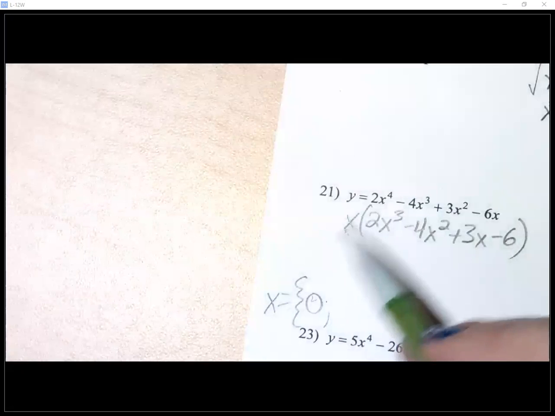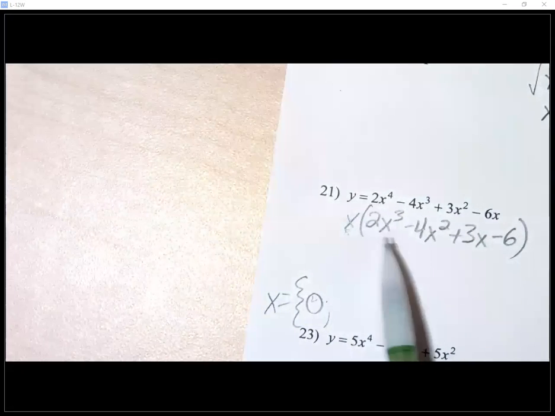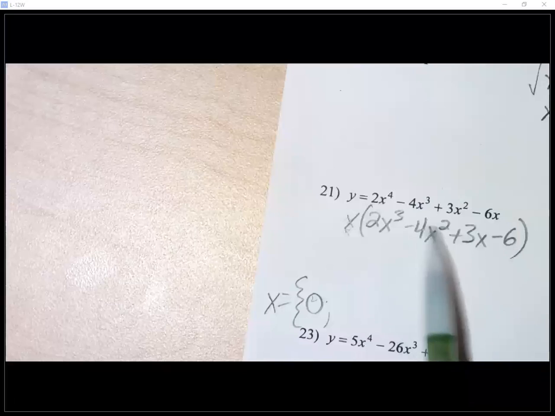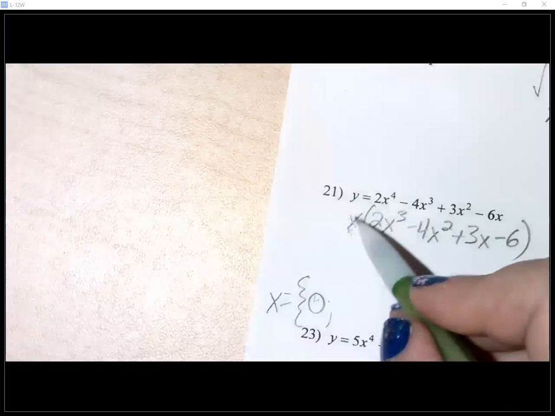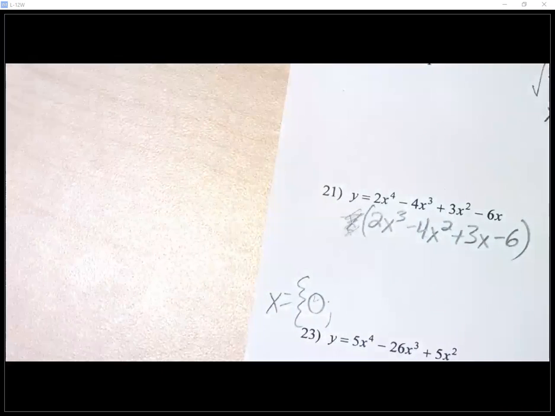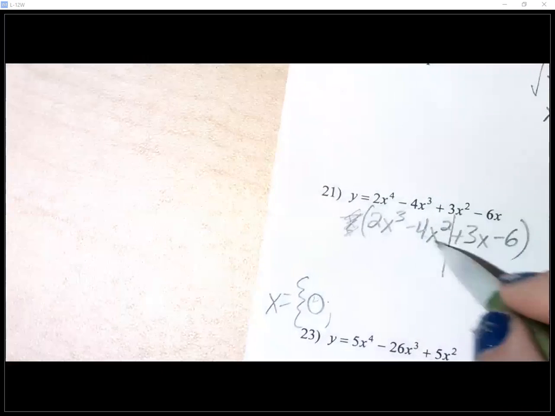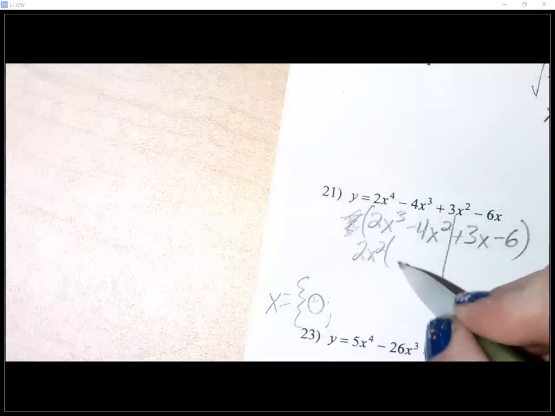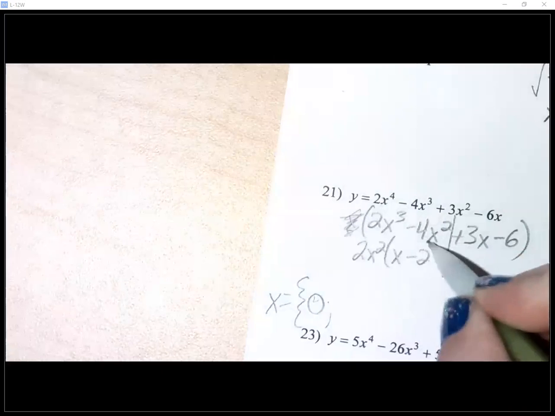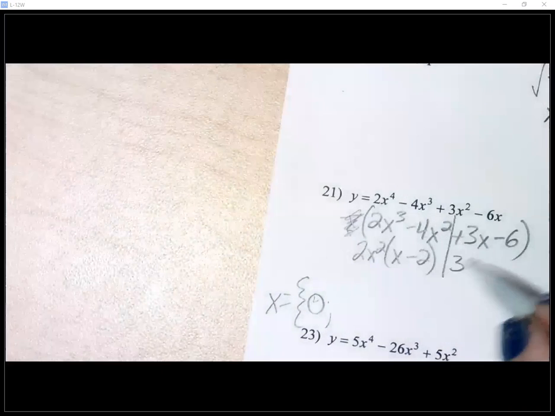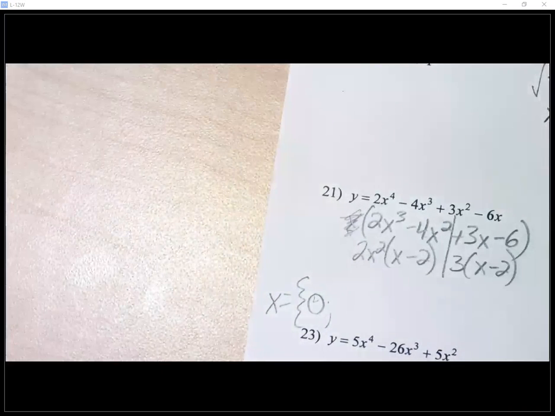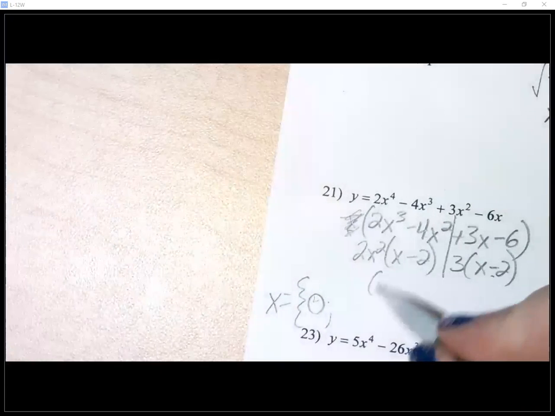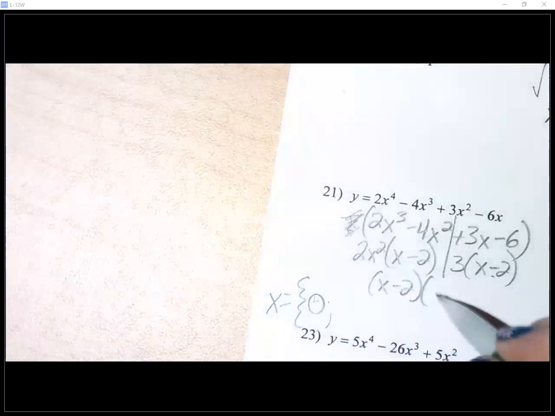I'm done. Over here, now I have a four-term polynomial. I'm going to try and factor by grouping. So ignore this x because I really already took care of it. Split it in half. From this side, I could take out a 2x squared. And that would leave me with x minus 2. Over here, I could take out a 3. That leaves me with x minus 2. So they match. So one of them is x minus 2 and the other one is 2x squared plus 3.